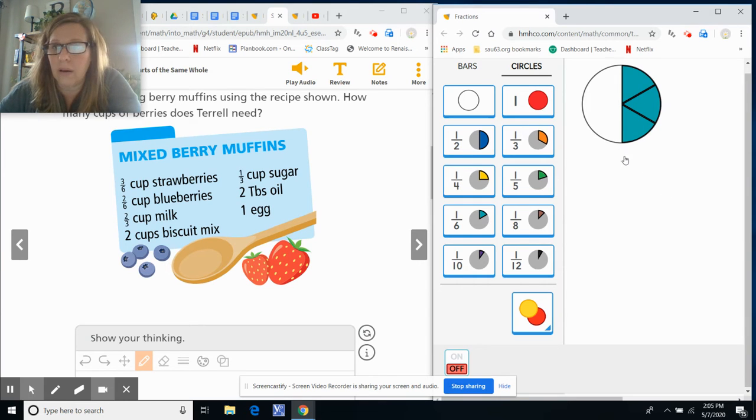All right, and so now let's represent the blueberries. And so let me drag the blueberries down here. And it's going back to the recipe. We're saying, oh, we need 2/6. Well, here's 1/6. Let's add another. And we now have 2/6.